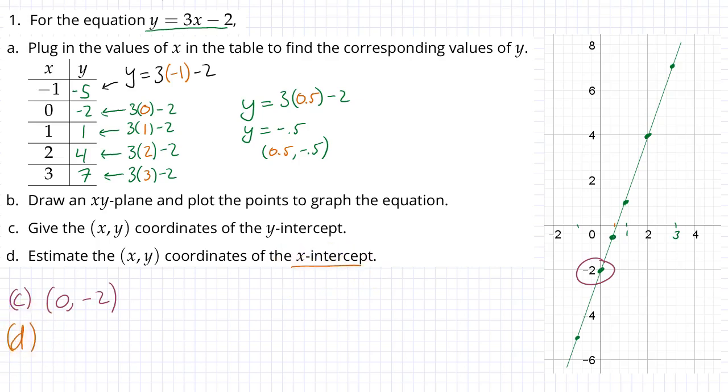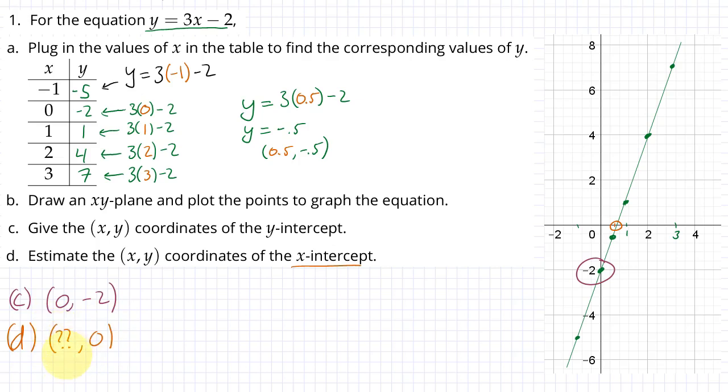For part D, we need the x-intercept. So the x-intercept is where it crosses the x-axis here. We don't quite have that on the graph. We don't know exactly what it is. It looks like it's got to be somewhere between about 0.5 and x equals 1. But what do we know about it? If it's on the x-axis, you don't move up or down at all. You move 0 units in the y direction. So the y-coordinate is going to be 0, but we don't know what the x-coordinate is.